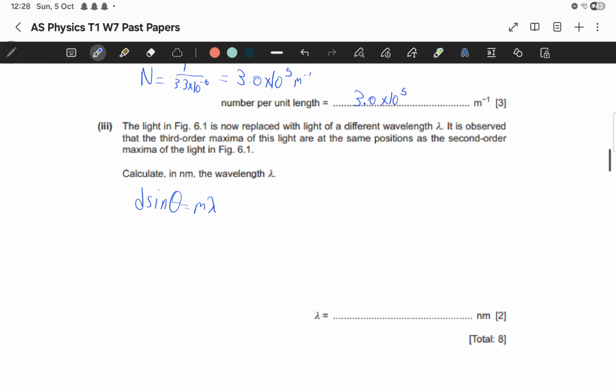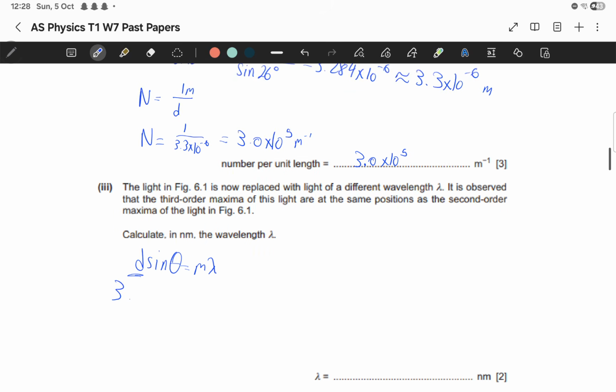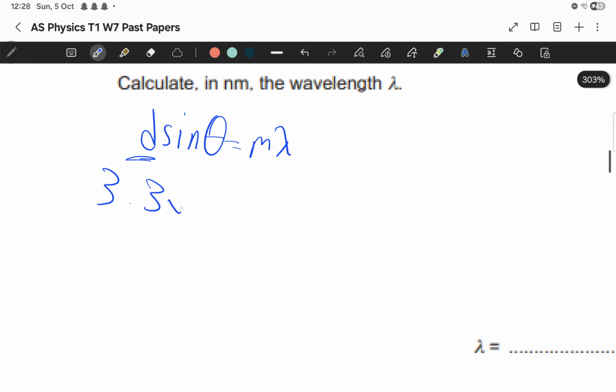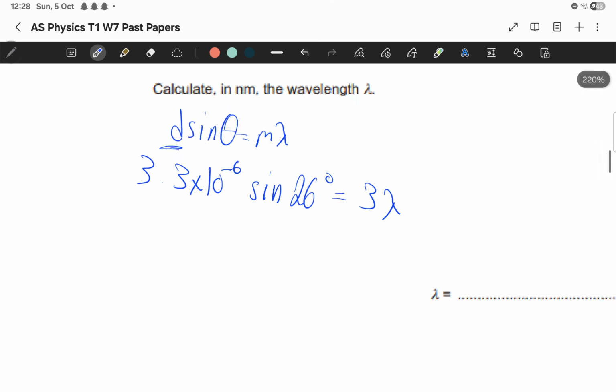So we want the wavelength lambda. Now, d is gonna stay the same, 3.3. Remember, we're using this d. This is d. 3.3 times 10 to the power of negative 6. So 3.3 times 10 to the power of negative 6 sine 26 degrees equals 3 lambda. Because remember, m became 3.